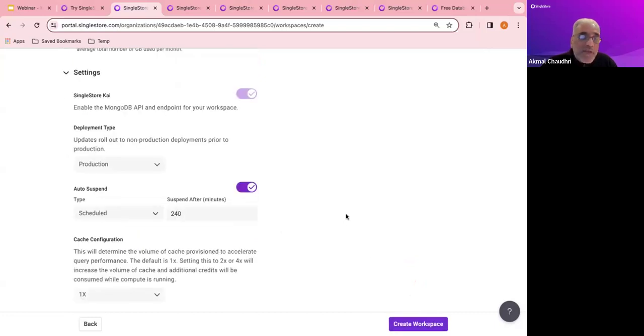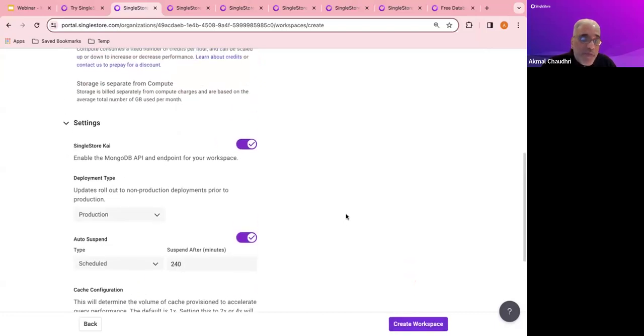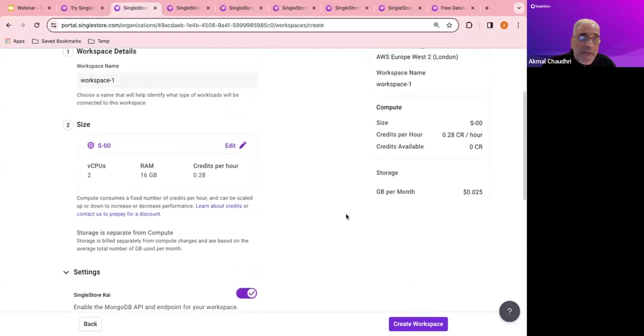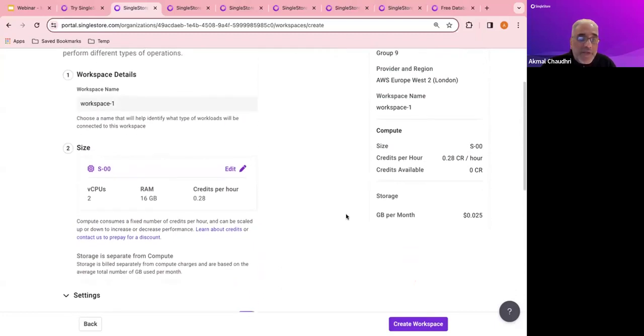Okay. SingleStore Kai, that's our MongoDB compatibility, is auto suspend. Now here, it gives me a bit of a choice in terms of how much resources I need. This is set at S00, which is 2 virtual CPUs, 16 gigabytes of RAM, and this uses up a tiny 0.28 credits per hour. And I can change this, okay?